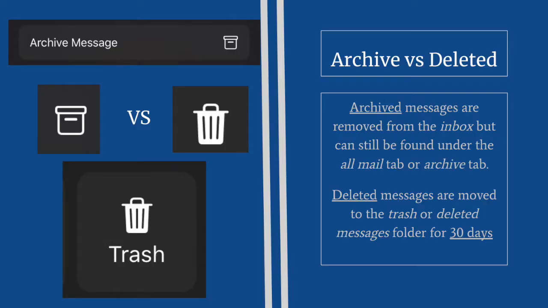Archived versus deleted. Archived messages are removed from your inbox, but they can still be found in the All Mail folder. On the other hand, deleted messages are moved to the Trash or Deleted Messages folder, and they will automatically be deleted after a certain period of time, like 30 days. And you can see that the icons for archived and deleted messages are different.